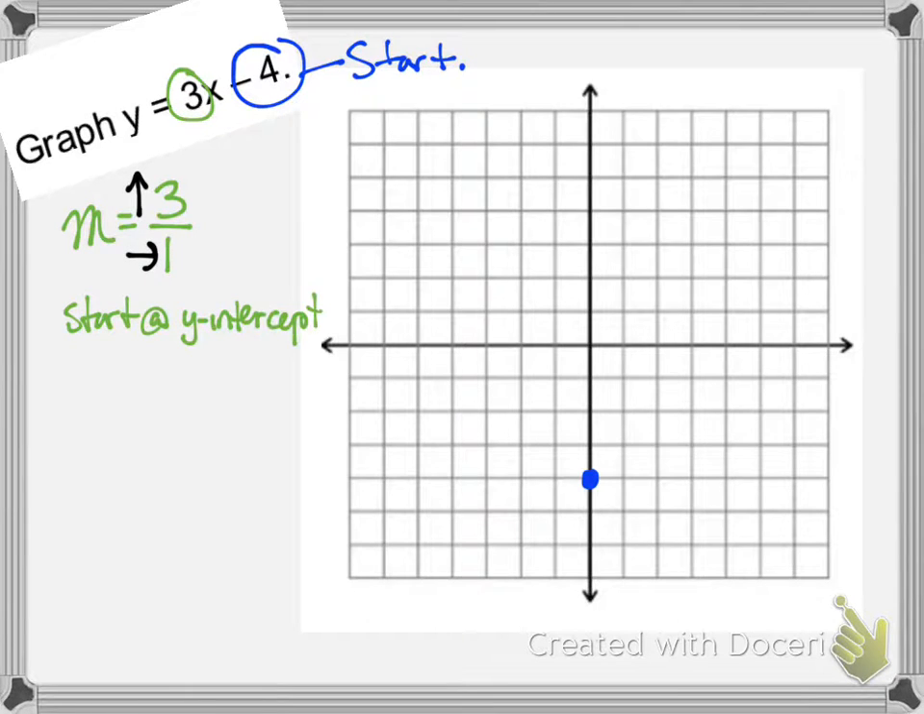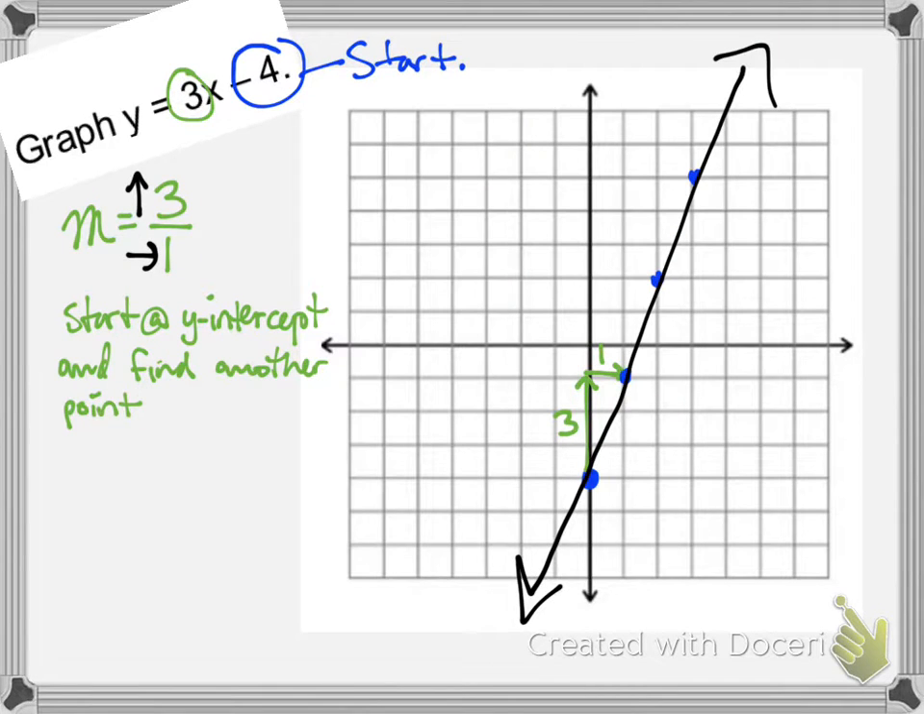So we're going to start at the y-intercept and find another point, moving from the y-intercept up 3, forward 1. That gives us our next point. Continue the pattern. It should form a straight line.